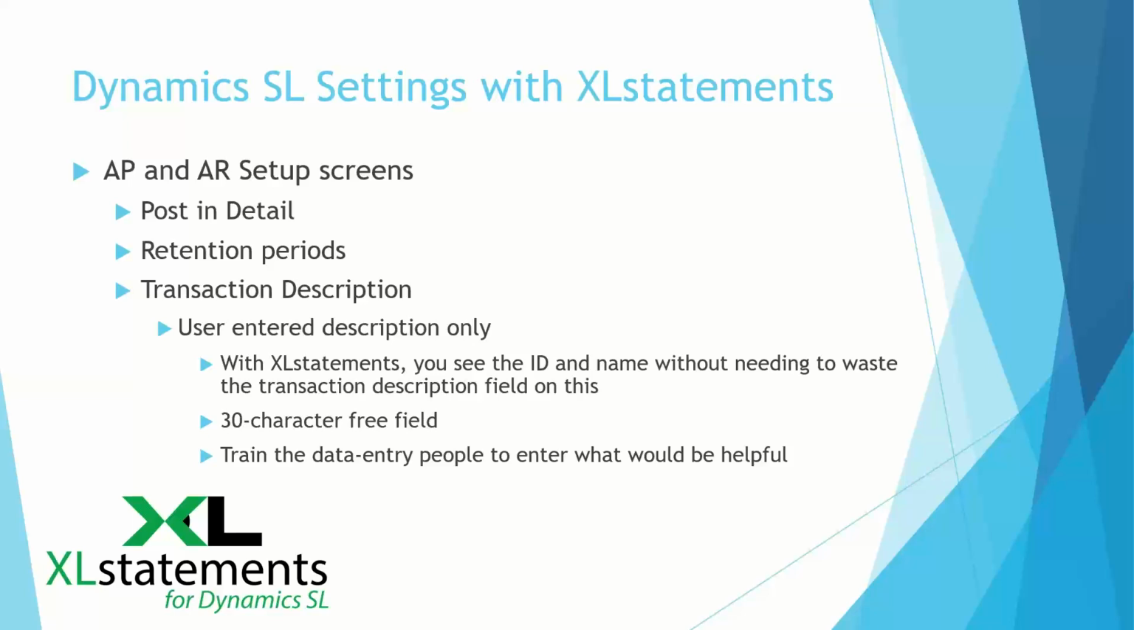So if you're buying a new printer, you can actually use those 30 characters to say, brother laser printer. And then in that expense account, as you're drilling down in Excel statements, that's what you're going to see for transaction description. You're not wasting it on something that you can already see in Excel statements.